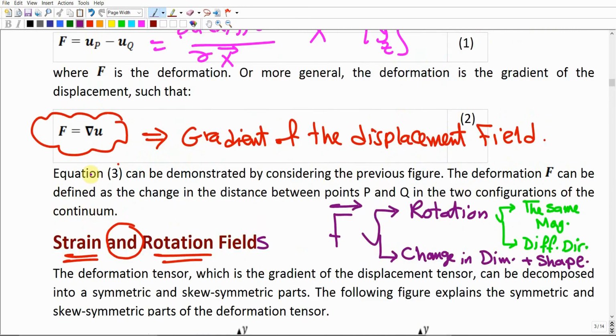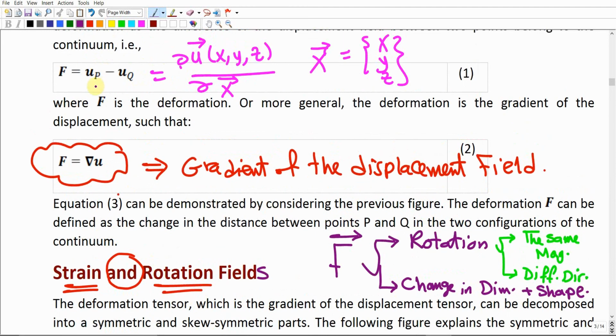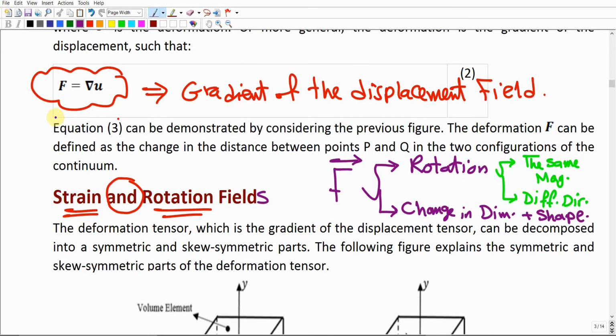If I ask you, for example, F is the gradient of the displacement. So the gradient of the displacement, if you remember from the vector calculus, the gradient of a vector gives a tensor. So what does it mean? It means that this F here, initially I defined it like a vector, right? As a difference between 2 points, just to understand in the discrete way, it's gonna be like a vector. But originally in the continuous matter, or in continuous material, it's gonna be a tensor.